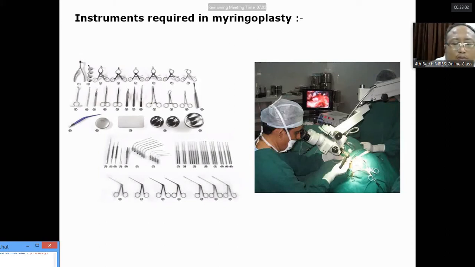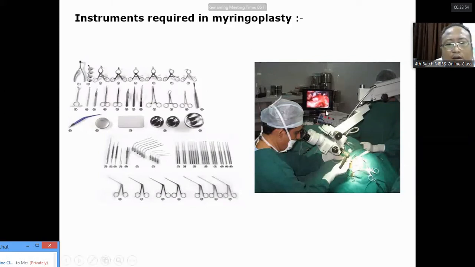We traditionally use the microscope. This is the microscope we use for myringoplasty. Nowadays, due to endoscopic evolution, endoscopic ear surgery is getting popular. In our institute, we do both ways, microscopic as well as endoscopic. Due to the advancement of endoscopy, there is almost no outer scar, so the patient may benefit from that. Usually we do it through the transcanal method or the permeatal method.